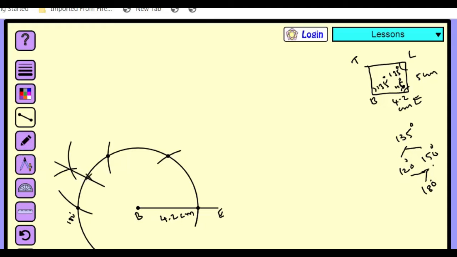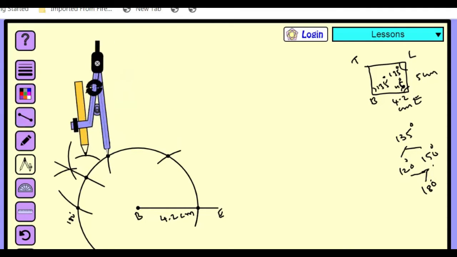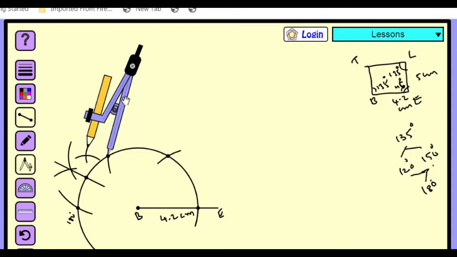So now here we are getting the 120 degrees. Now how will you get 135 degrees? Now we are going to bisect this 150 and 120. So for that you should take the compass radius more than half of the length between 150 and 120 degrees. And now 150 at the center, draw an arc here. Now 120 at the center, draw another arc which cuts the previous arc at the 135 degrees point. Now here we are getting 135 degrees.